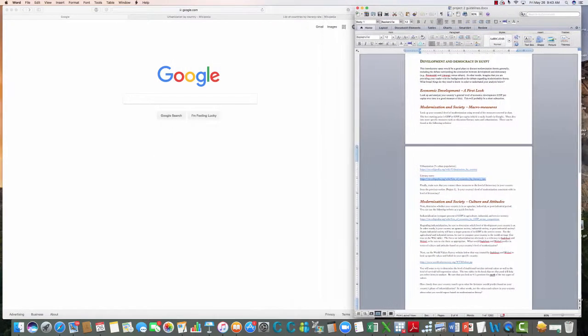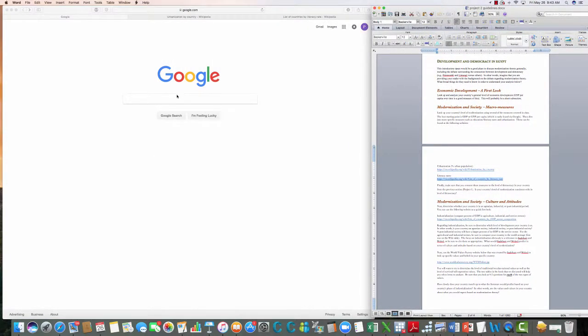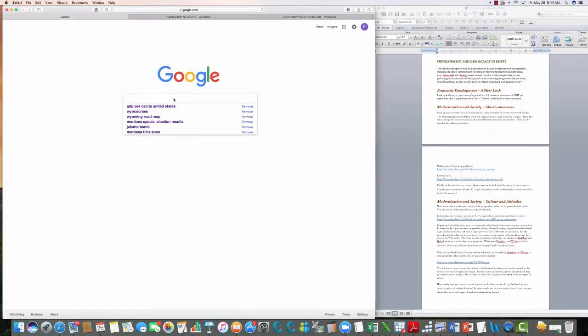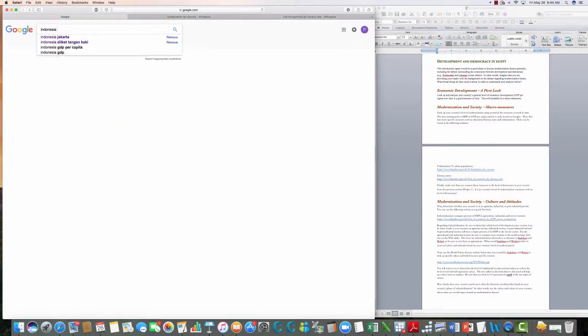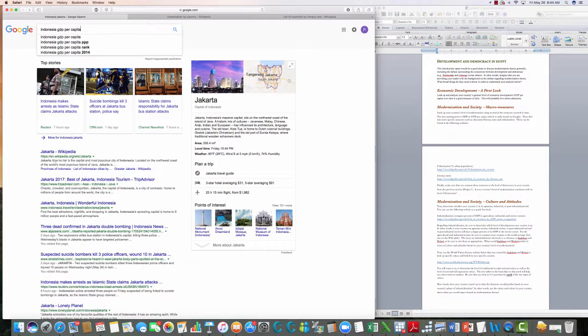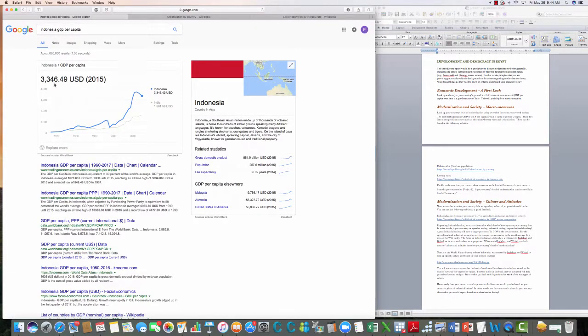So the first one, if you read through the guidelines, tells you to use Google for this. I'm going to use Indonesia, and let's just do Indonesia GDP per capita. And you notice that it's about 3,300 US dollars. That's adjusted for inflation to 2015. And you can see Indonesia per capita over time. They also compare it to India, which is nice.